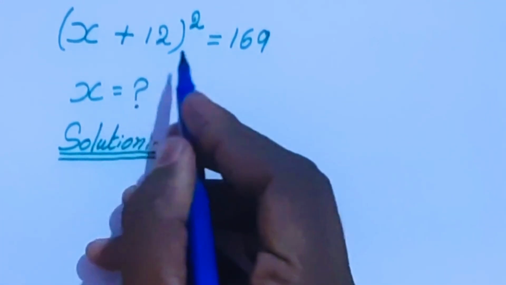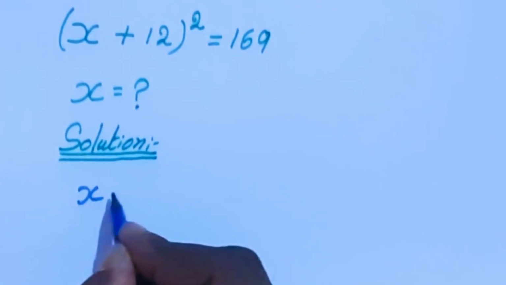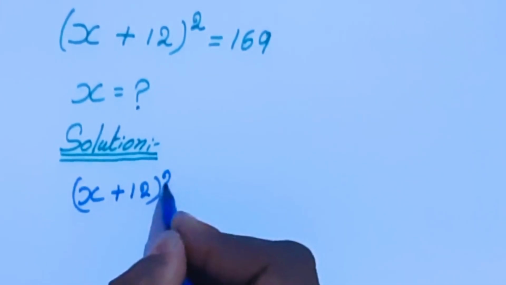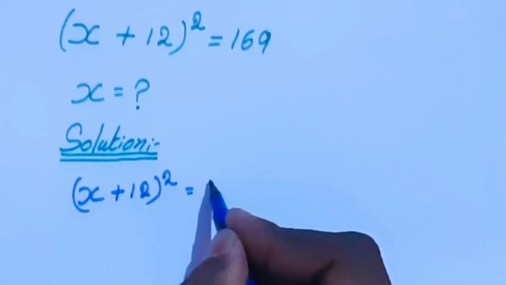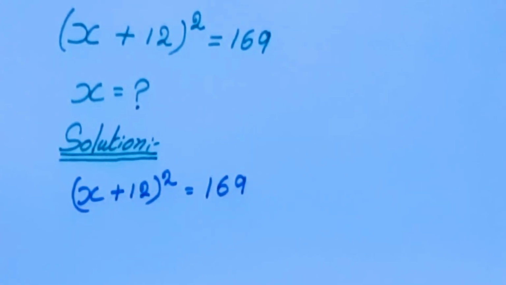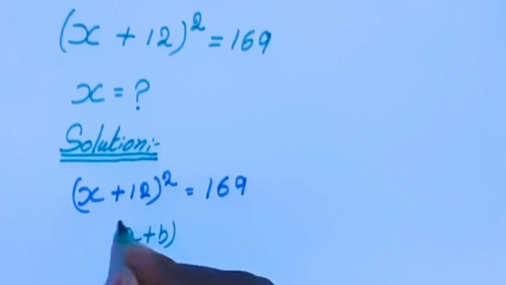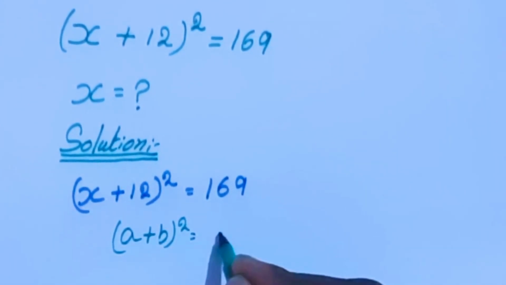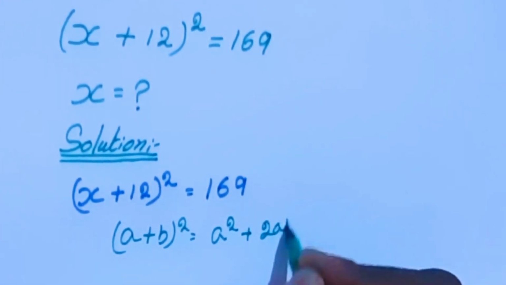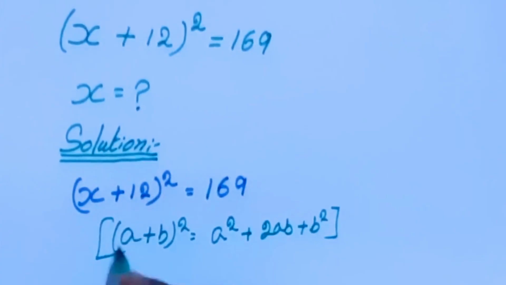Today we are going to solve this problem to find the x value. Solution: (x + 12)² = 169. Now we are going to apply this formula here: (a + b)² = a² + 2ab + b². This formula we are going to apply here.